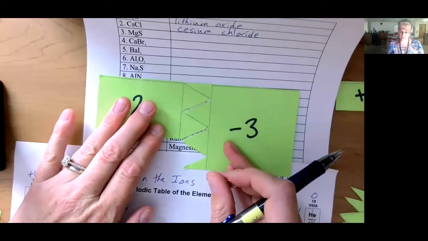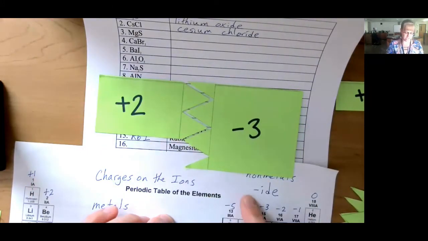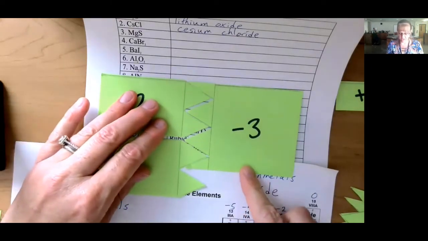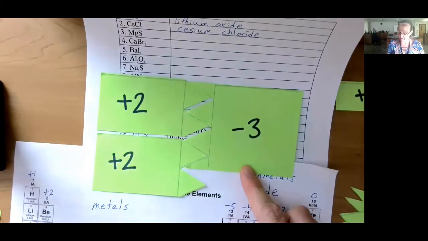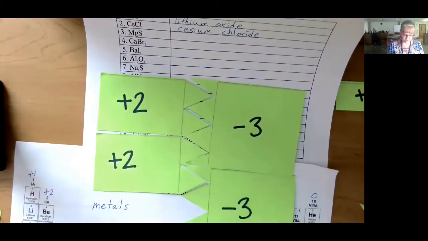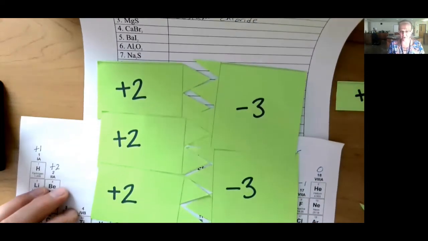Okay, wait, this is weird. If we add another positive 2, that's too much positive. Well, then add another negative. Oh, great, that's still a mess. Oh, there we go. It works perfectly.